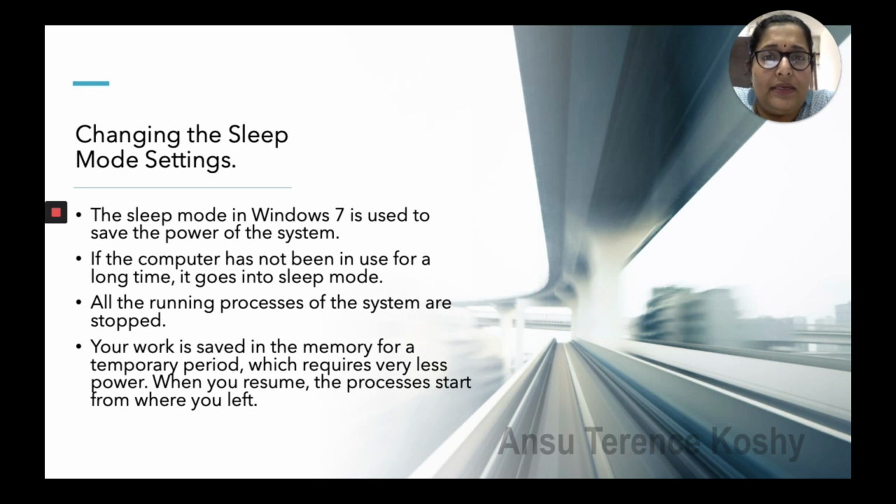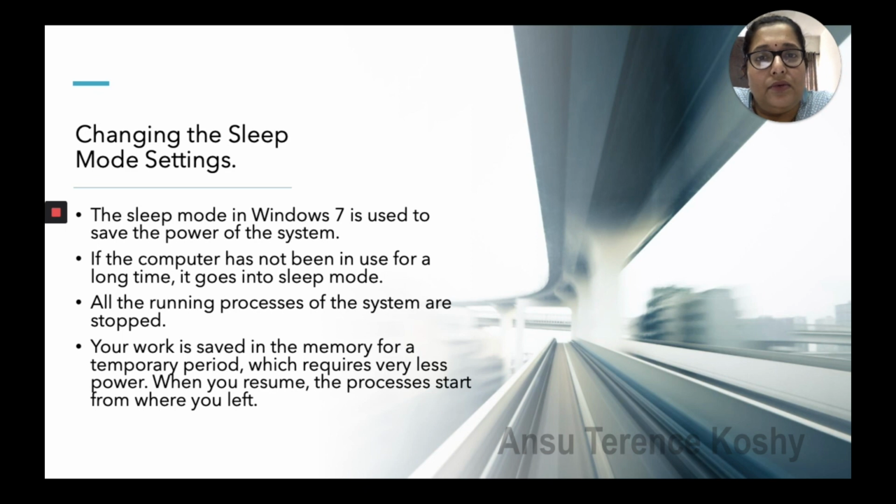So let me read out again. The sleep mode in Windows 7 is used to save the power of the system. It is used to save the power of the system. If the computer has not been in use for a long time, it goes into sleep mode. That is, you have kept it from morning to evening and you are not using it in between, it automatically goes into sleep mode. All the running processes of the systems are stopped.